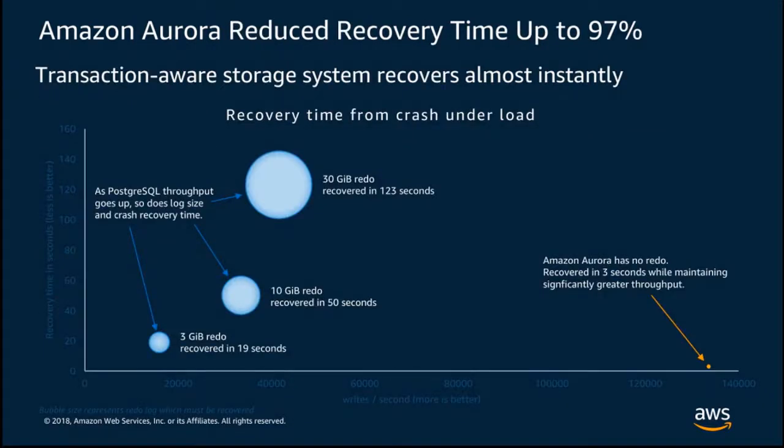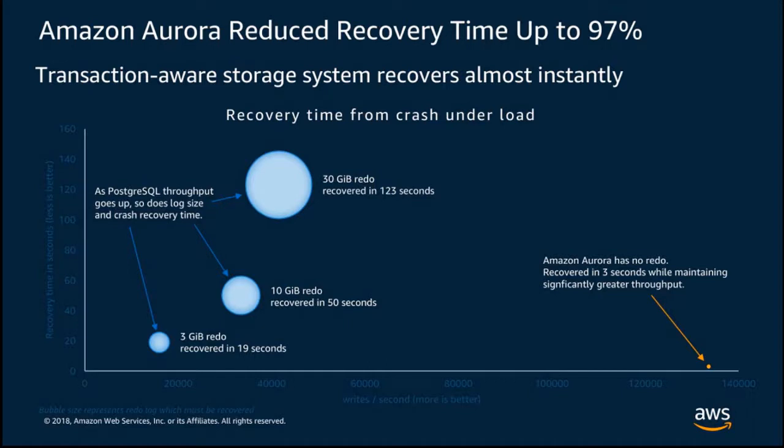And then finally, recovery time. This slide shows several dimensions of data. The x-axis shows writes per second, so more is better, so you want more throughput. The y-axis shows recovery time, so you want to be as low as possible on the y-axis. And then the size of the dot is the amount of redo, the amount of log records that need to be applied to recover after a crash.